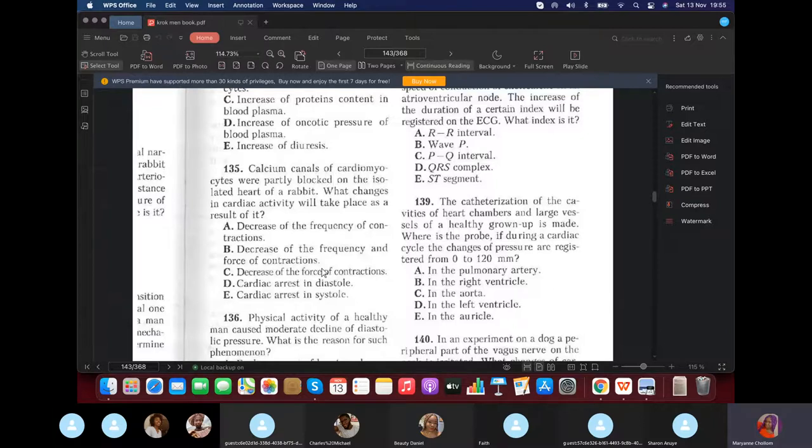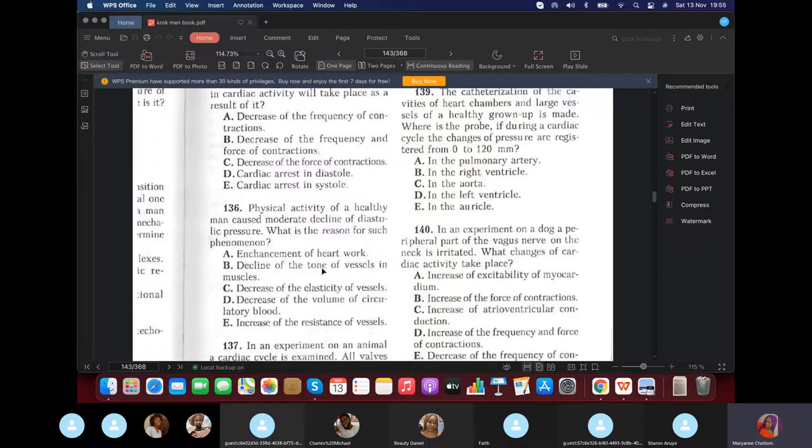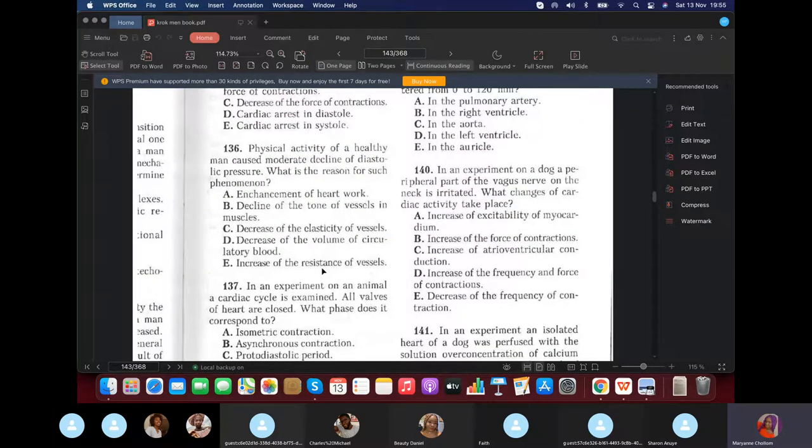Also, remember from histology when we do the sarcomere, calcium is also needed for the contraction of the muscle itself. Get it? So that's why there will be a decrease of the frequency and force of contraction, because they block the calcium. If they tell you there was more calcium, it will be an increase of the frequency and force of contraction.